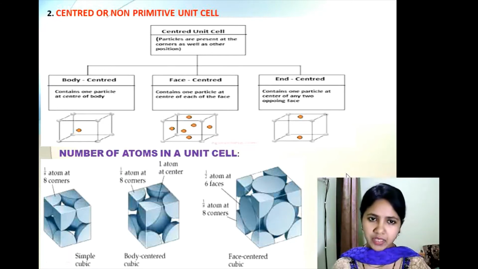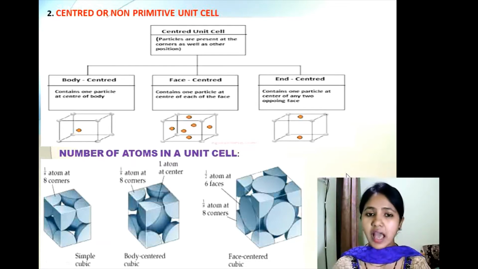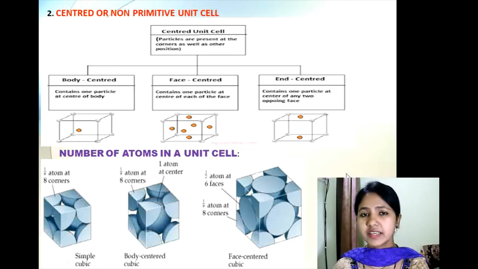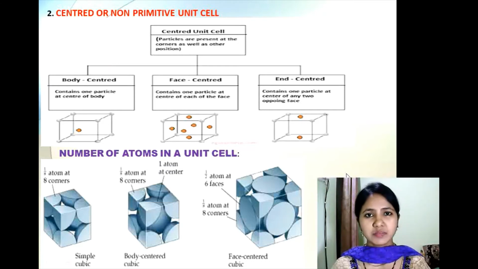the unit cell. At the same time, the second one is face centered, in which the particles are present at the corners as well as at each face of the unit cell. See, a unit cell has 6 faces in total. You can see in the picture, 6 faces are there and in each face an atom is present. So, 6 faces in total and an atom is present in each face. So particles are present at the corners plus in each face of the unit cell.